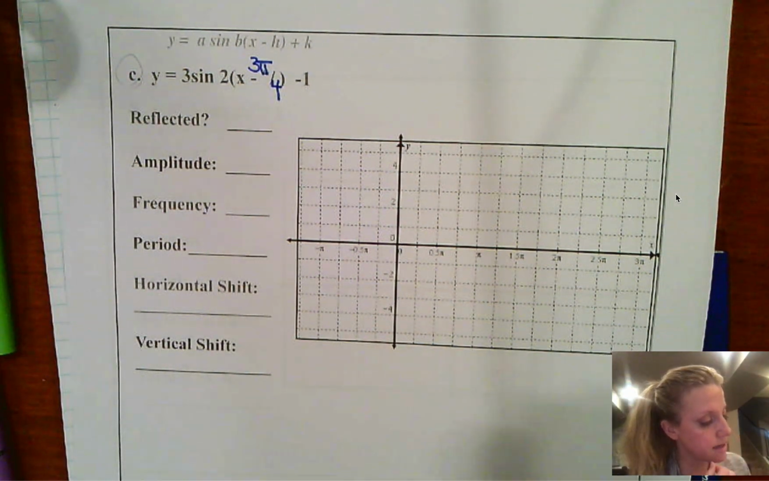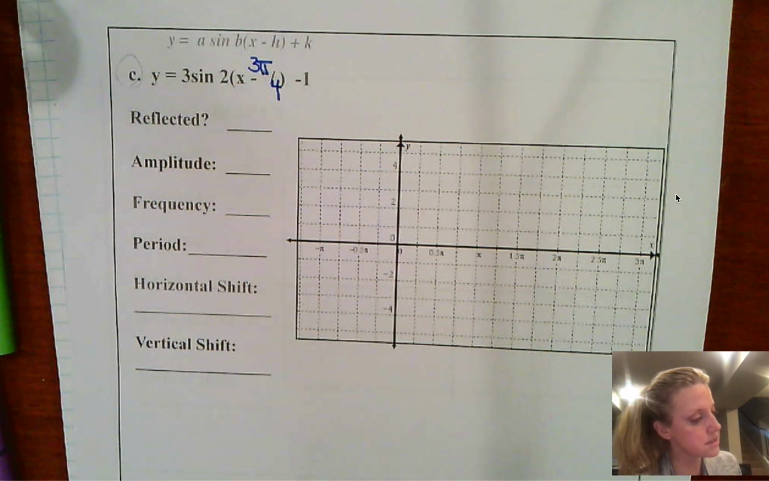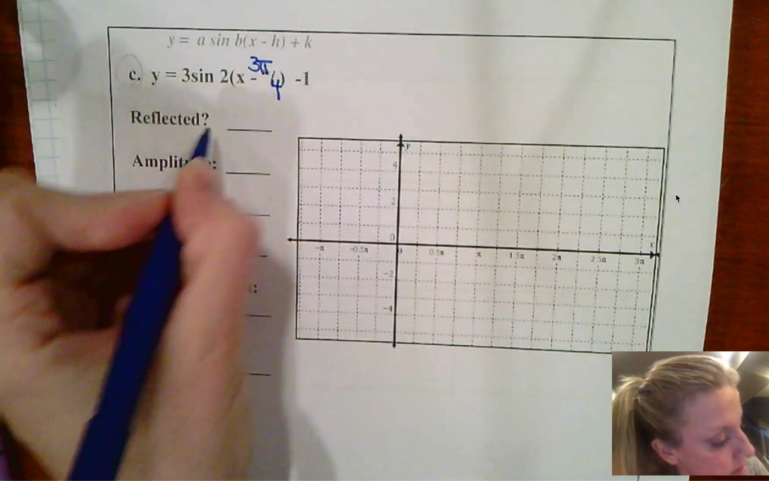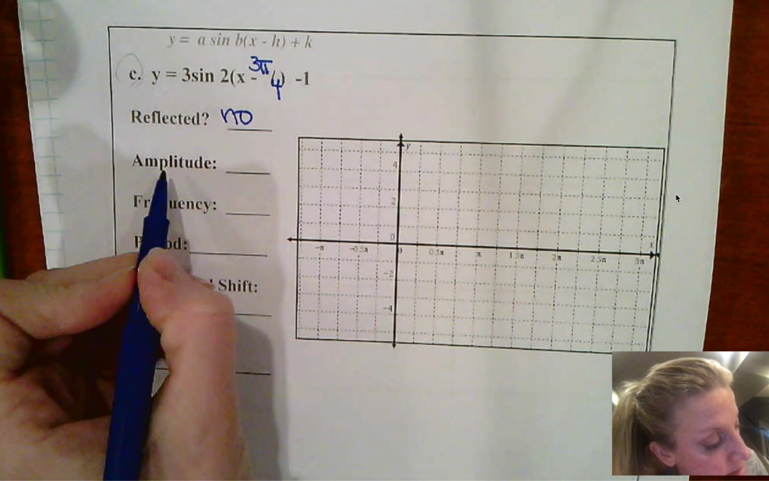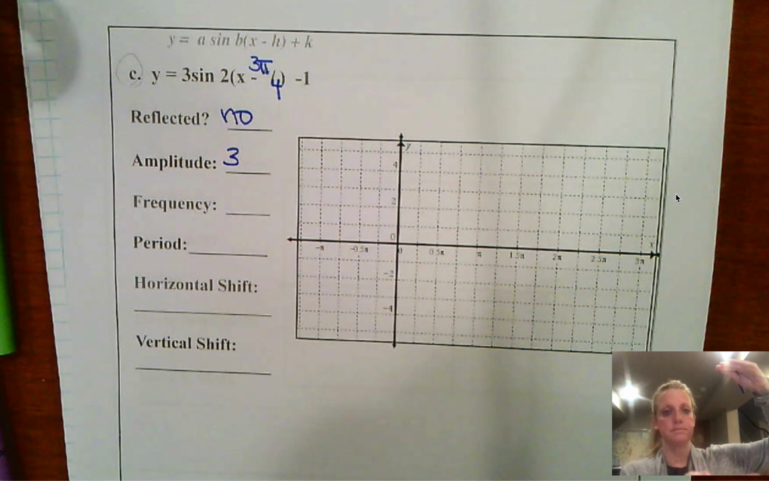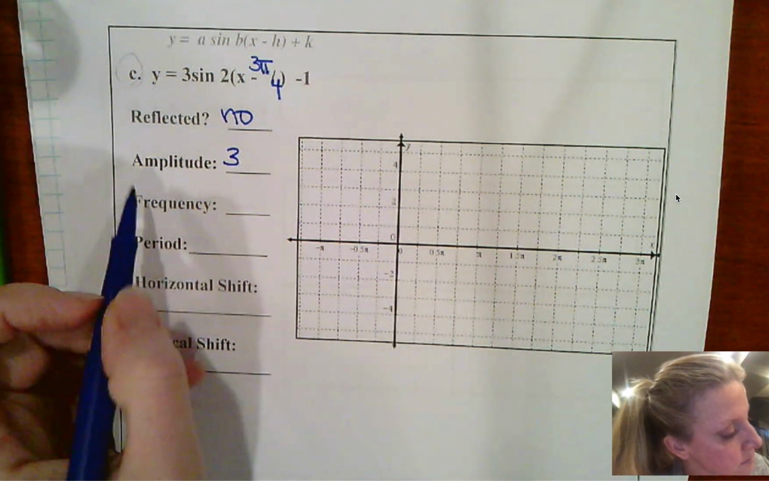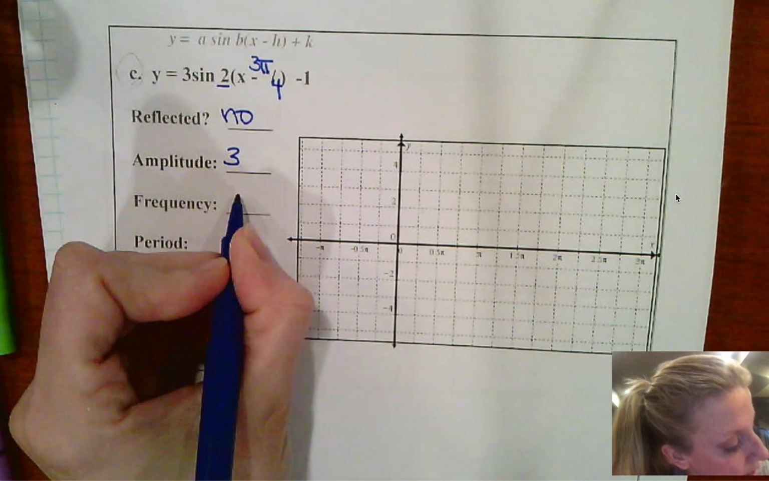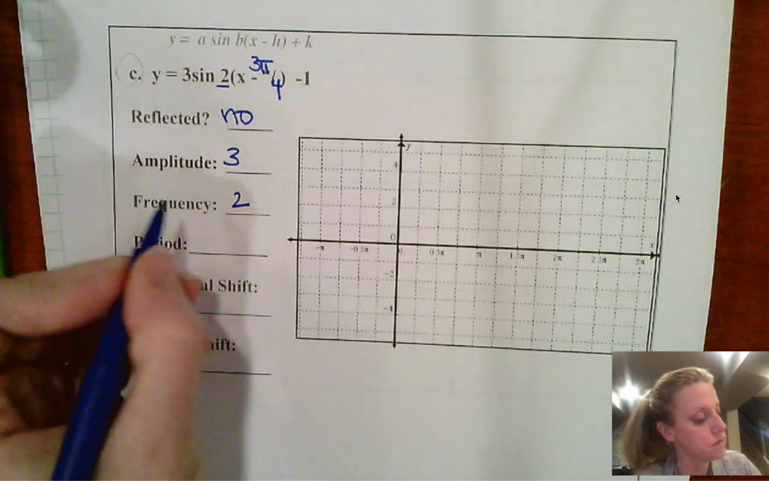All right, so let's think about this a little bit. Is this one reflected? No, because the number that's multiplying the sine is positive. Does it have an amplitude? It sure does, of 3. So this is going to be stretched taller. What's the frequency? Well, that's the number that sits between the sine and the x. So there's a frequency of 2.